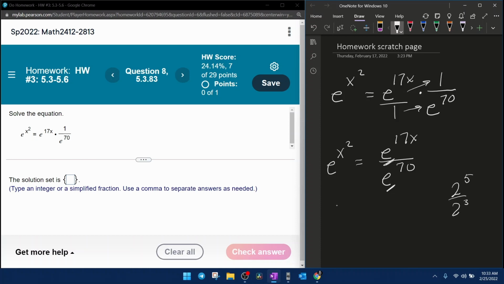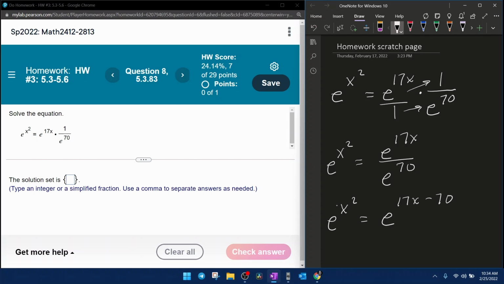Just for reference, if we had 2 to the 5th over 2 to the 3rd, this is a much more basic example. You've probably seen this before. This would turn into 2 to the 5 minus 3. So here, when the bases match in a fraction, the exponents become subtraction. So this is going to simplify to e to the 17x minus 70.